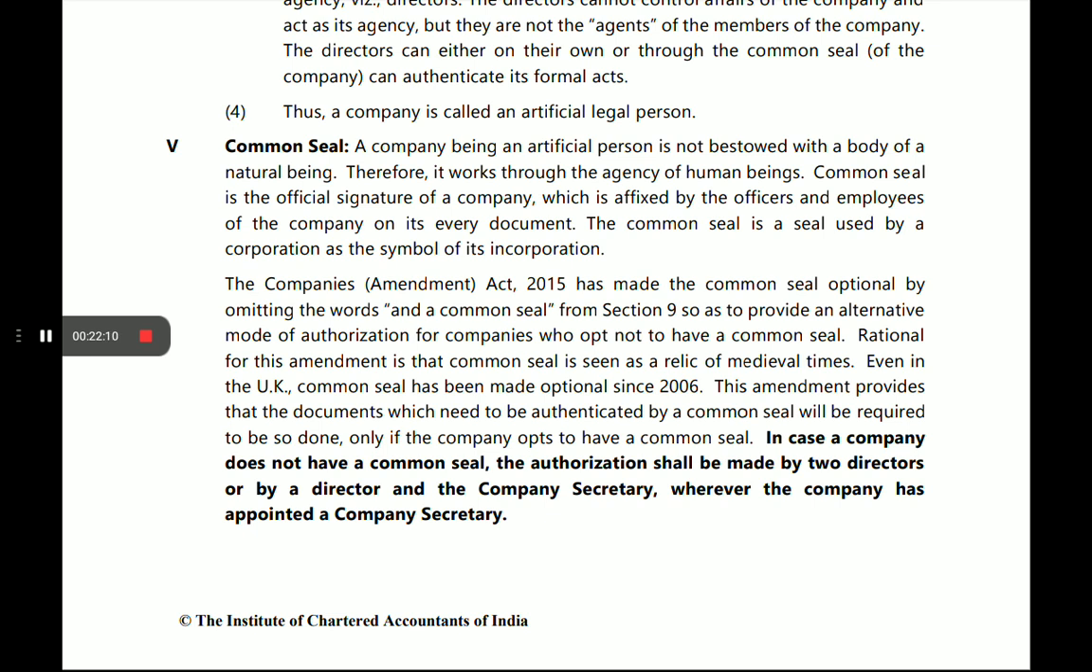This amendment provides that the documents which need to be authenticated by a common seal will be required to be so done only if the company opts to have a common seal. In case a company does not have a common seal, the authorization shall be made by two directors or by a director and the company secretary wherever the company has appointed a company secretary.